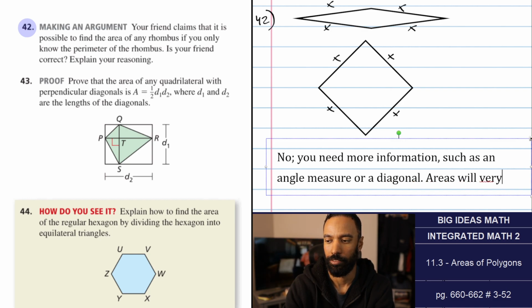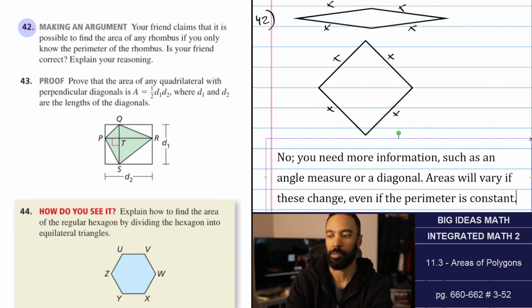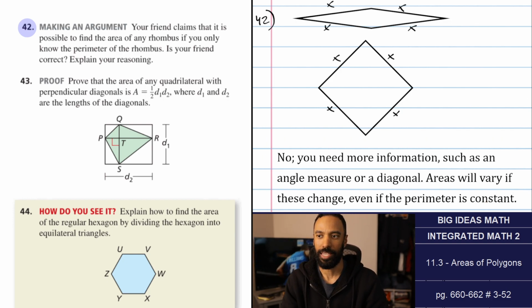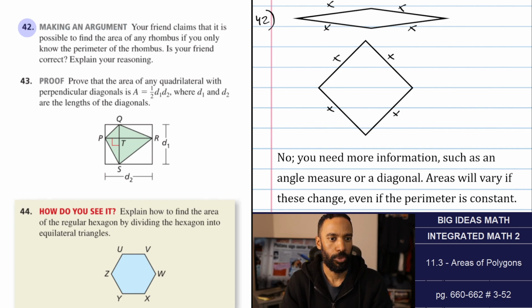Areas will vary if these change, even if the perimeter is constant. And that's exactly it. The perimeter is constant, not the area. Those would change. All right, number 43. We got a proof, folks.